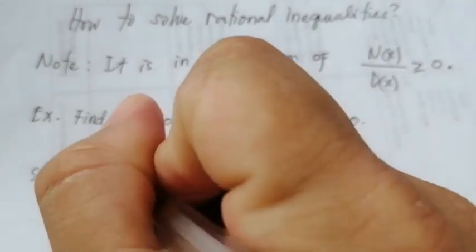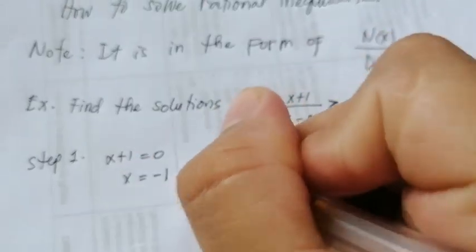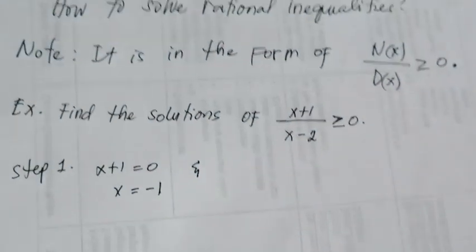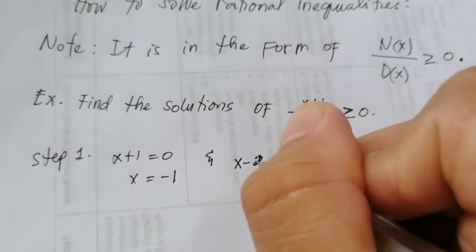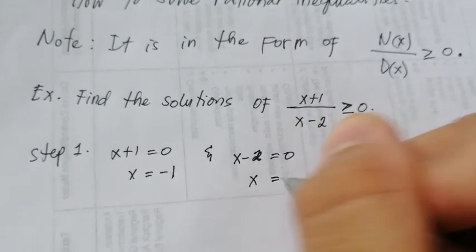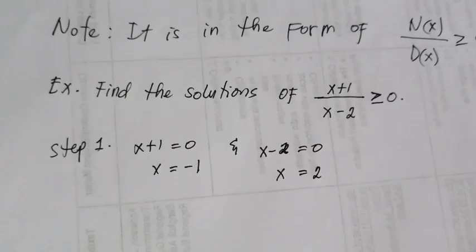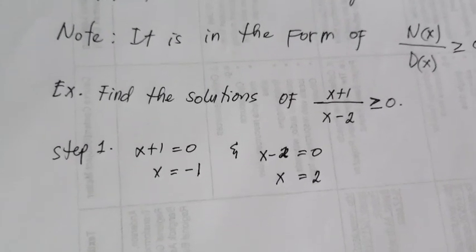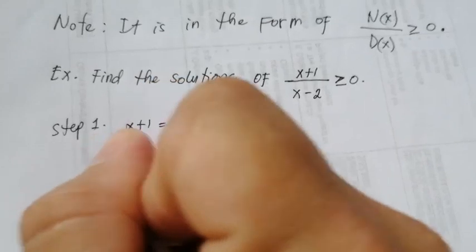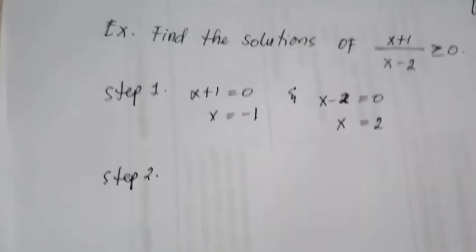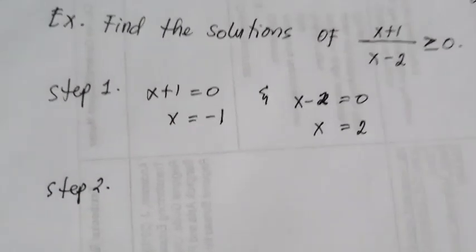So in this case, we have x plus 1 is equal to 0, therefore x is negative 1. And for the denominator, we have x minus 2 is equal to 0, therefore x is equal to positive 2. So yung nakuha nating dalawang roots, yan yung magbibigay sa atin para hatiin ang ating intervals. So for our step 2, gagawa tayo ng intervals dito based dito sa ating mga nakuwang zeros.